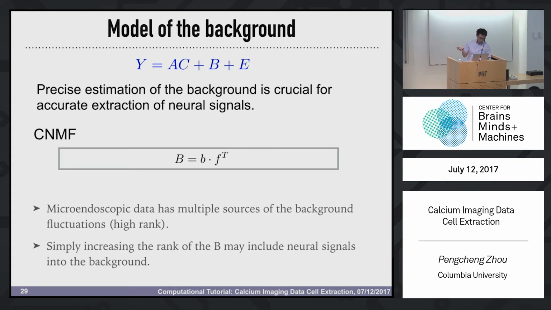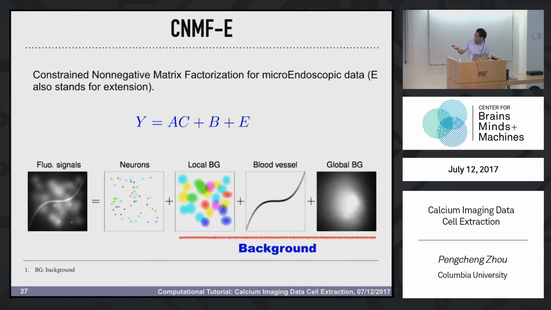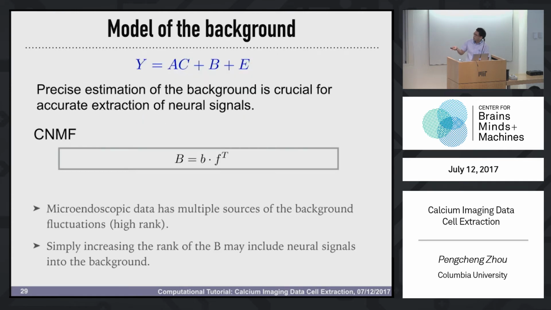But microendoscopic data has multiple sources of background fluctuations. As I mentioned, each local background is one source of background, and we also have the global background. So the background component here, the fluctuation, is more than rank 1. It is a high-rank matrix. It has multiple sources. So a rank 1 matrix factorization doesn't work here.